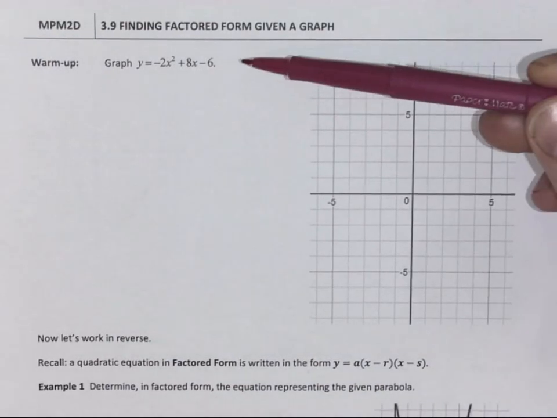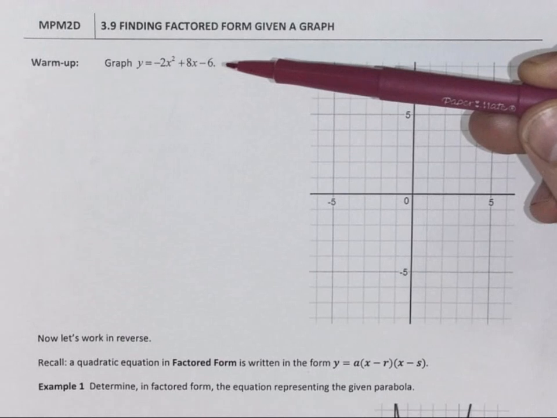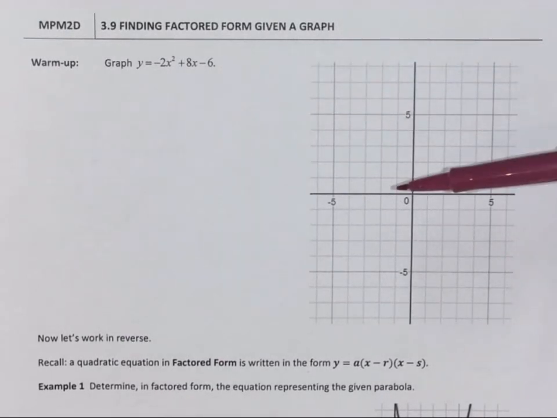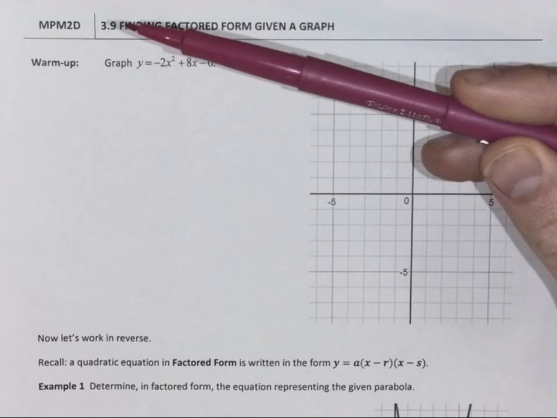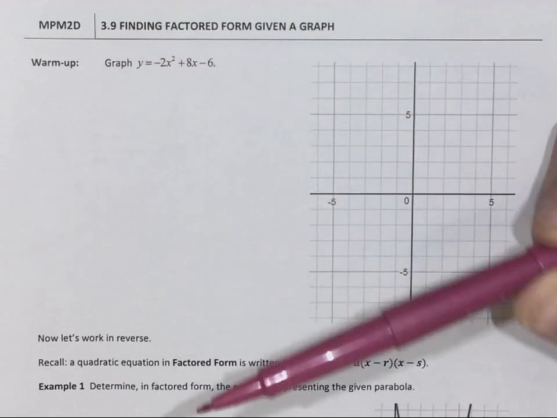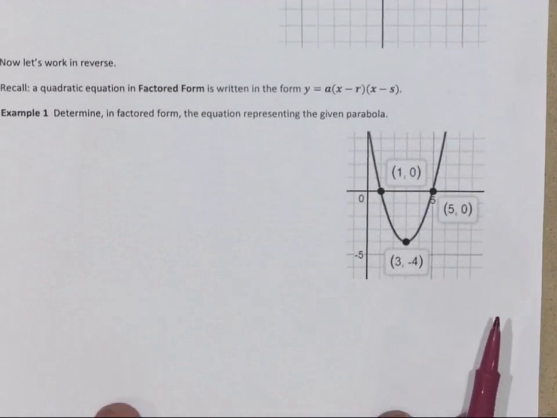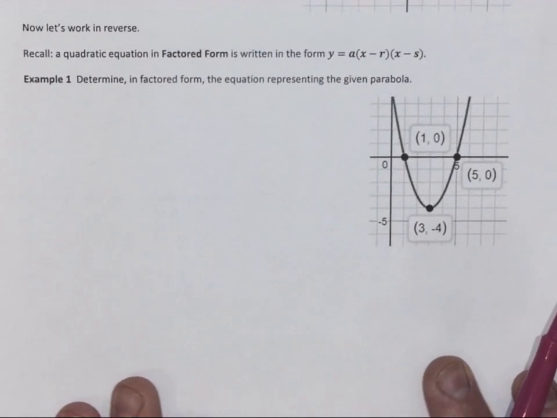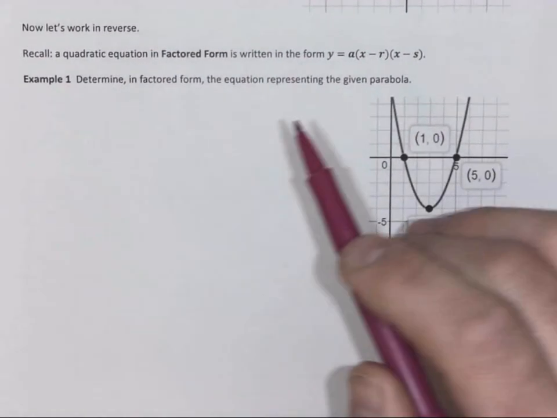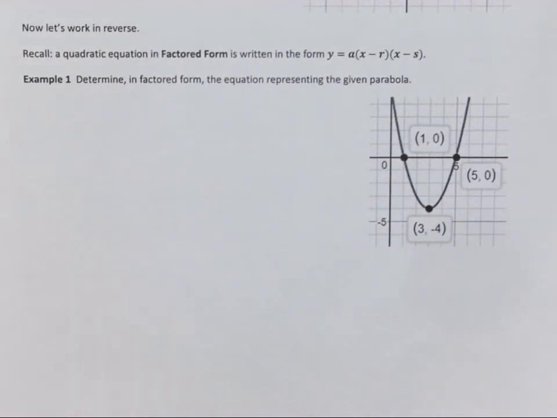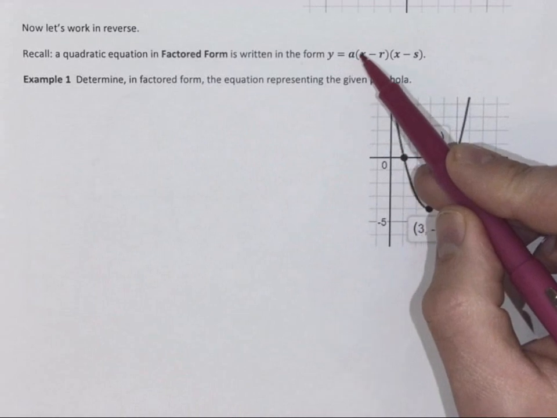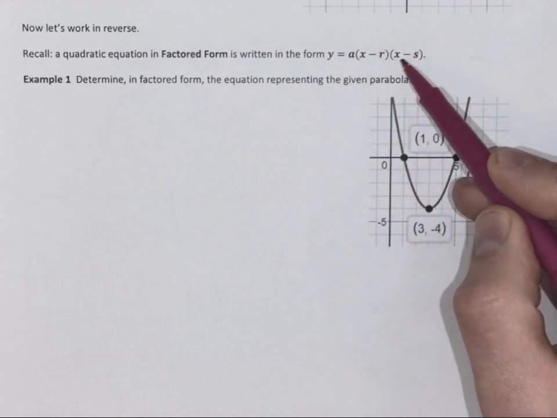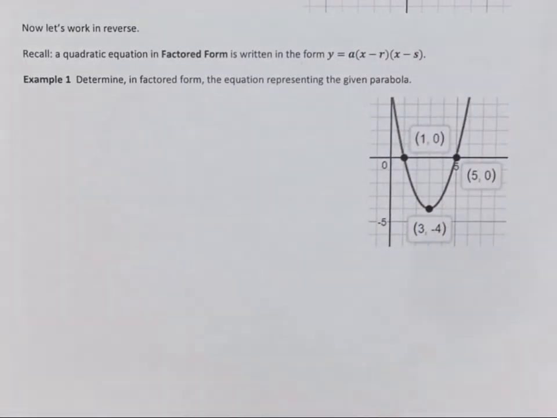Last time we looked at how, if we had a graph in standard form, we could graph it, which we've done. For a review, go back to lesson 3.08. Right now we're going to work in reverse. What happens if we are given a graph and we need to find the equation, whether in factored form or standard form? Remember that in factored form, we have y equals a(x minus r)(x minus s). I'm just going to rewrite this over here so I have it.